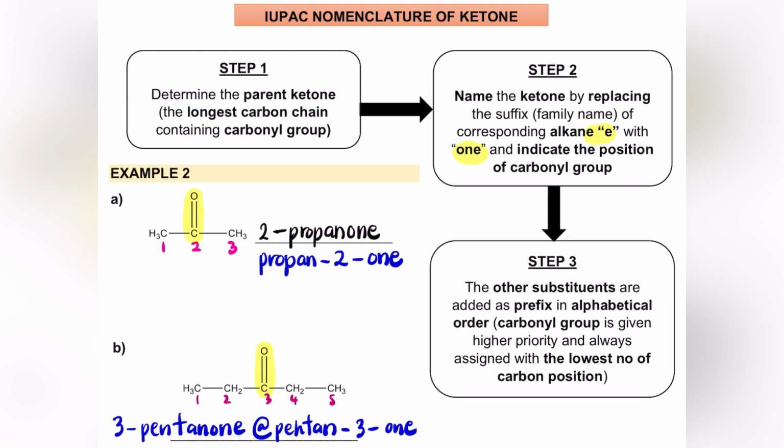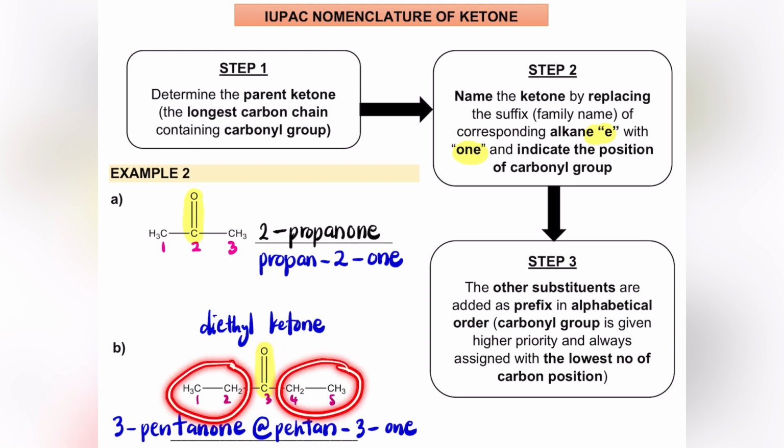If you want to put the number, put it in the middle of the word. And another name that you can write for B as well is what we call diethyl ketone. So why? Because we have the class of compound ketone, with 2 alkyl groups here with 2 carbon atoms. We call it ethyl, and because there are 2, we say di. So there are 3 names that you can give for structure B. All of them are acceptable.